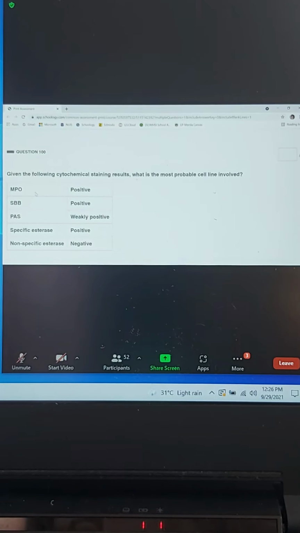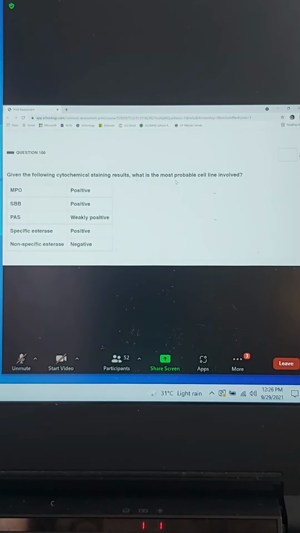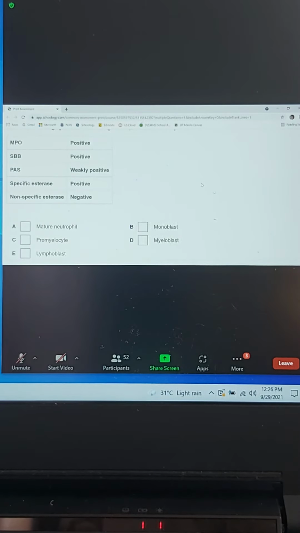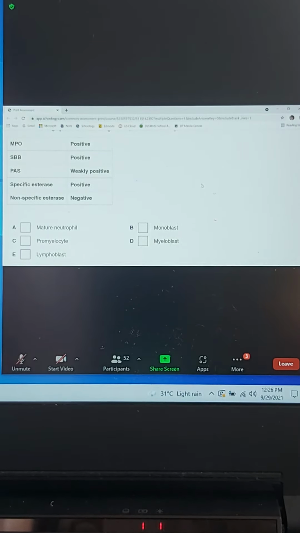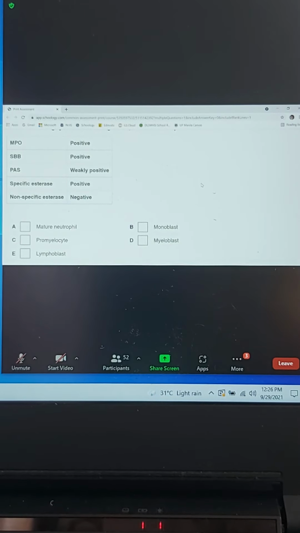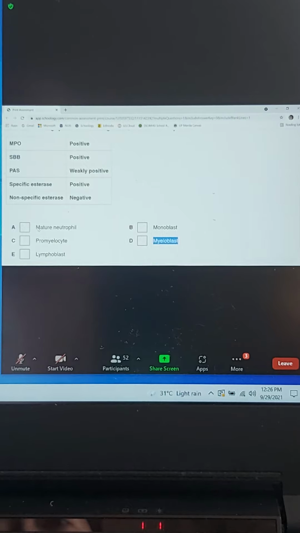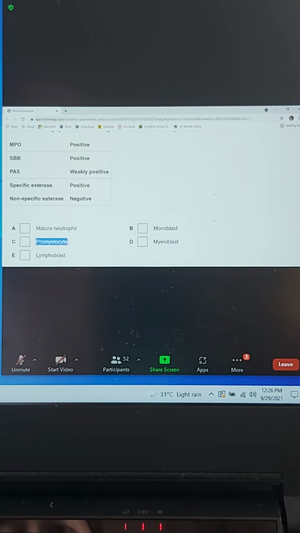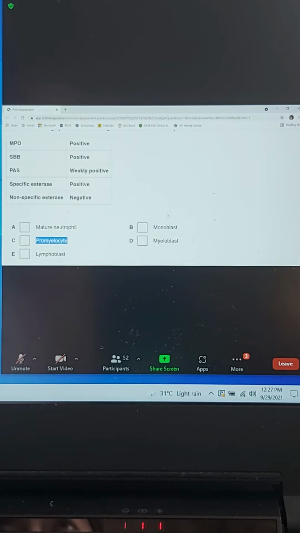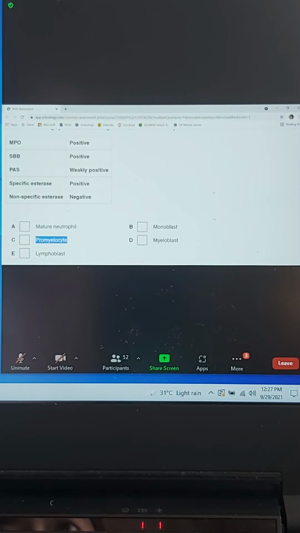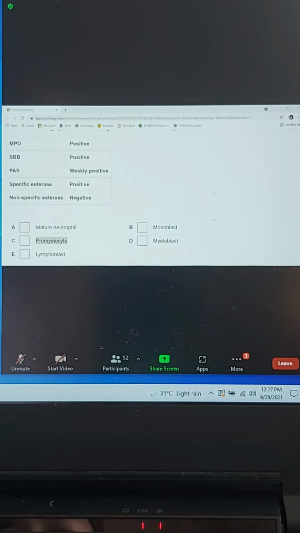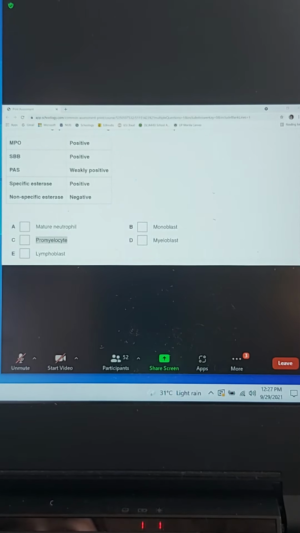And then lastly, ayan. So given the following cytochemical staining results, what is the most probable cell line involved? Myeloblast. So the correct answer is myeloblast. Bakit hindi pwede si mature neutrophil sa kasing promyelocyte? Eh parehas naman silang nasa granulocytic series. Bakit yan? Because it looks for specific reactions, which is for myeloblast.